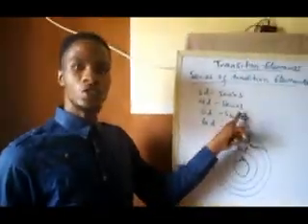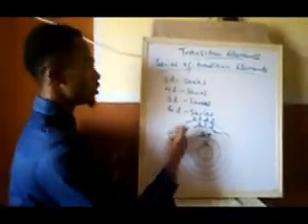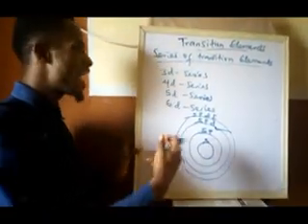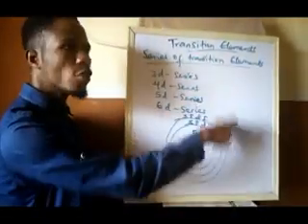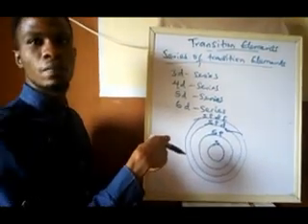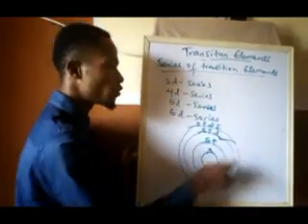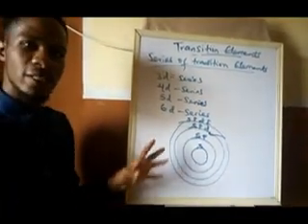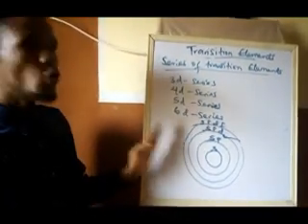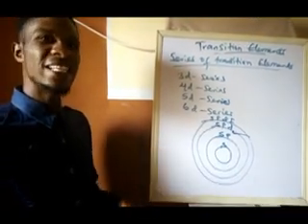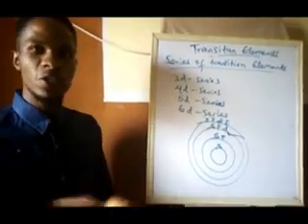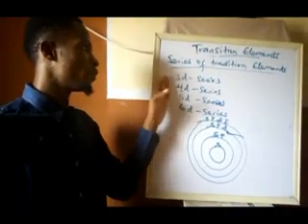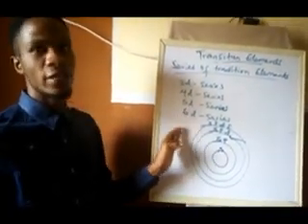Then the 4D series means the elements in which the electrons are ending in the d orbitals of the fourth shell, while 5D series will be the elements in which the electron ends in the d orbital of the fifth shell. That is how we got to know 3D, 4D, 5D, and 6D.